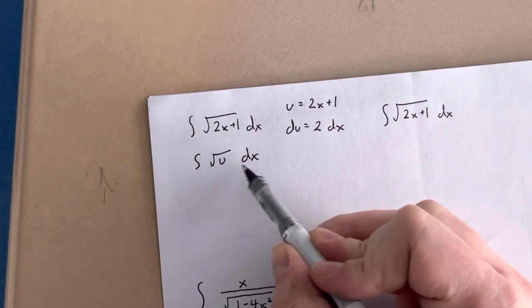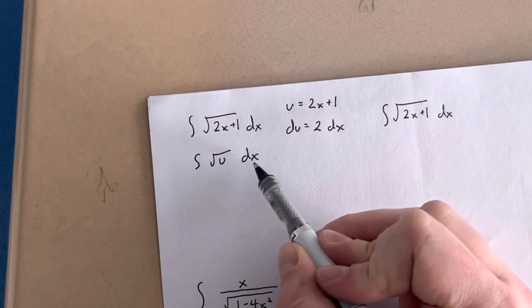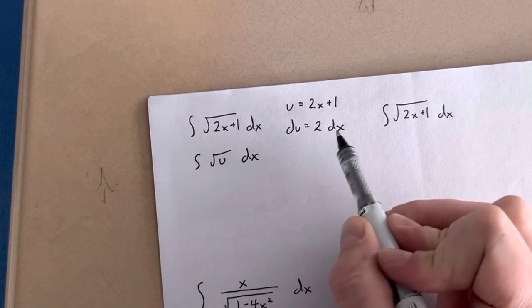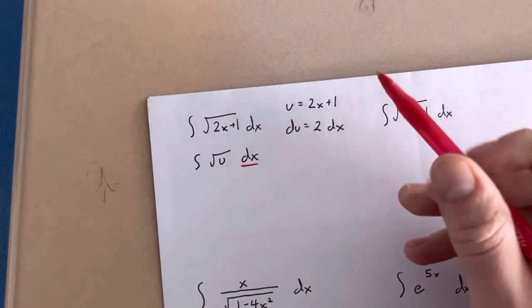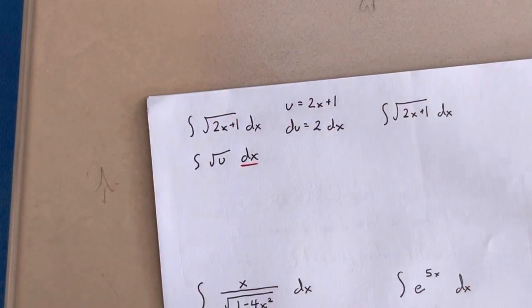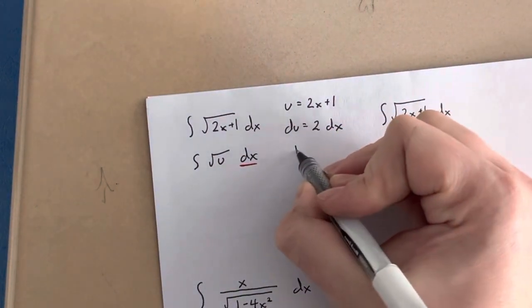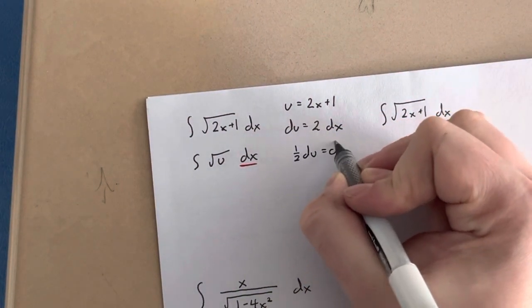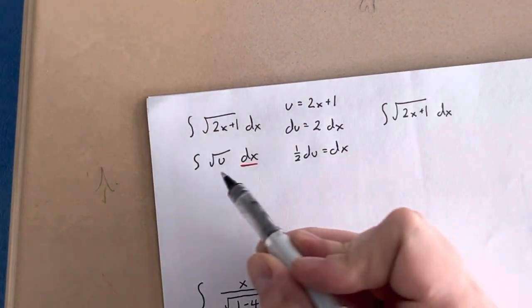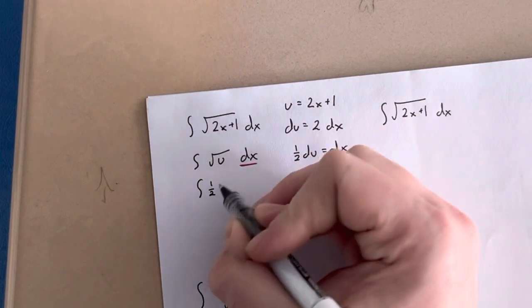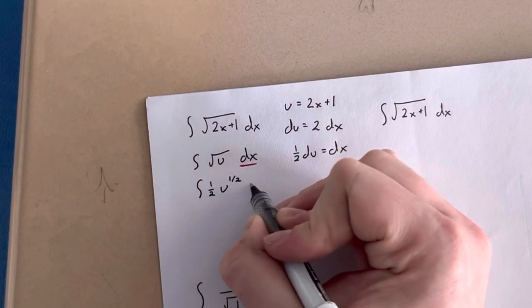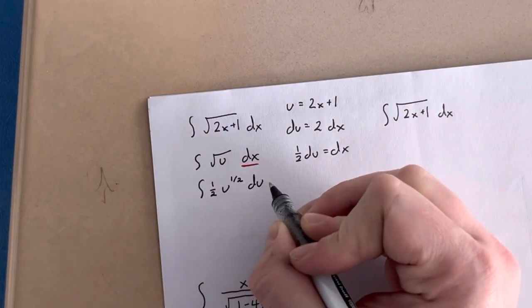But notice we're still in kind of this x world here, and we need to change it to u world. Since dx is the only thing we need shifted, we need just a dx over here. If we divide by 2, we can now substitute that in. It's 1/2. u is to the 1/2 power, and the du is here.